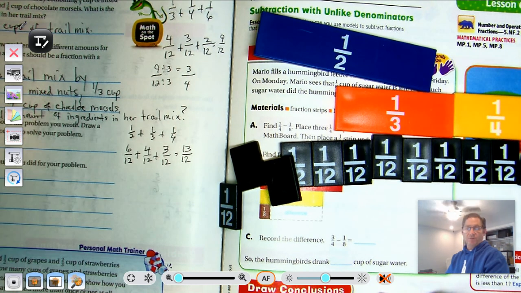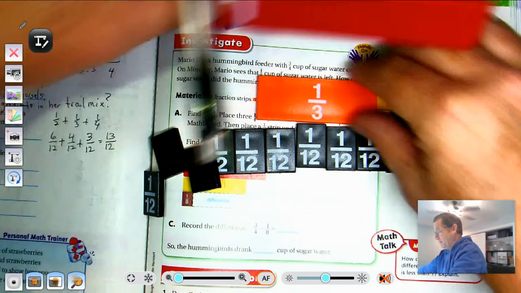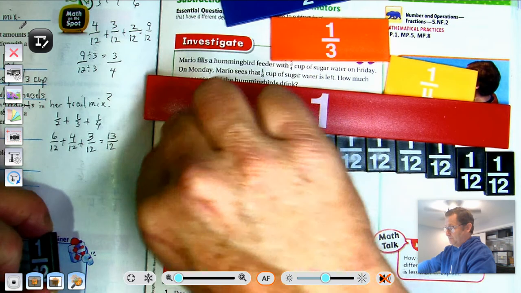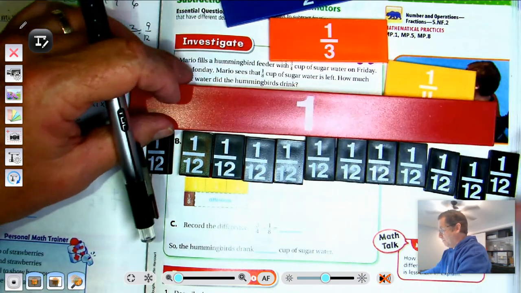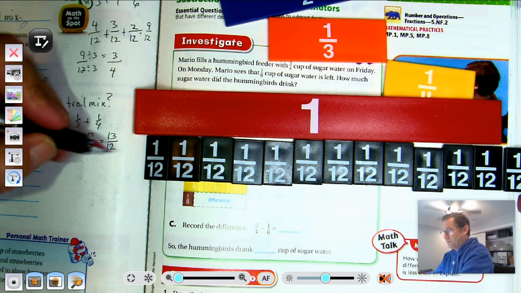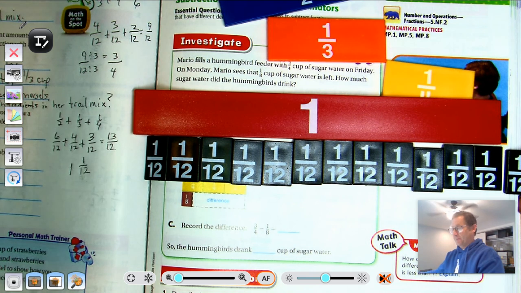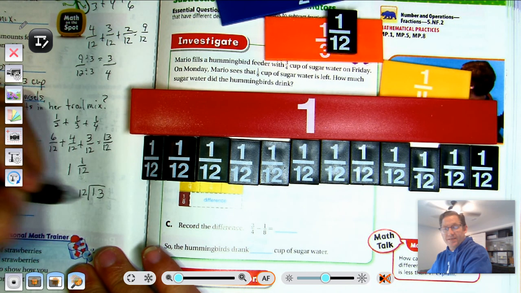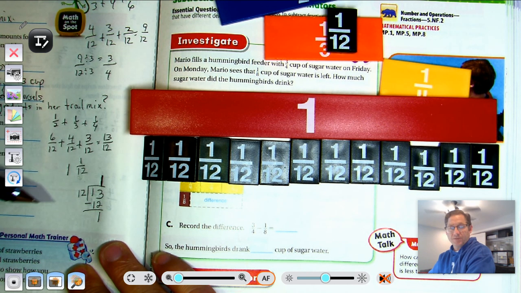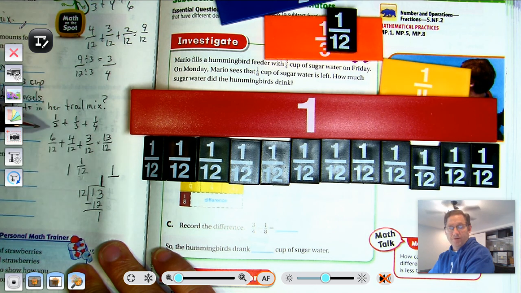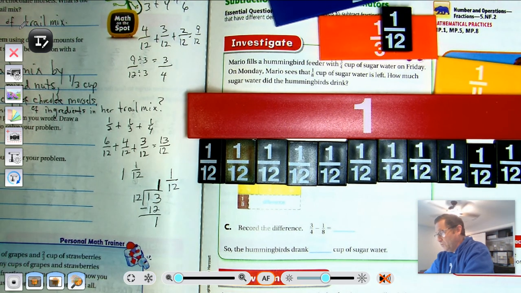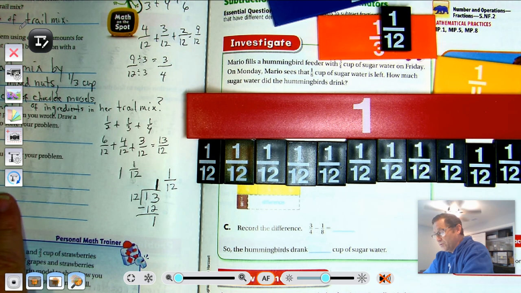Well, 12 12ths is equal to one whole, right? 12 12ths. Let's put that back up here. 12 twelfths is equal to one whole, and we had one extra. So 13 twelfths is the same as 1 1/12. And we can prove that by dividing. 13 divided by 12 is 1. 1 times 12 is 12. Subtract, we're left with 1. So the quotient is the whole number, the remainder is the numerator, and the divisor is the denominator. So 1 and 1 twelfth.